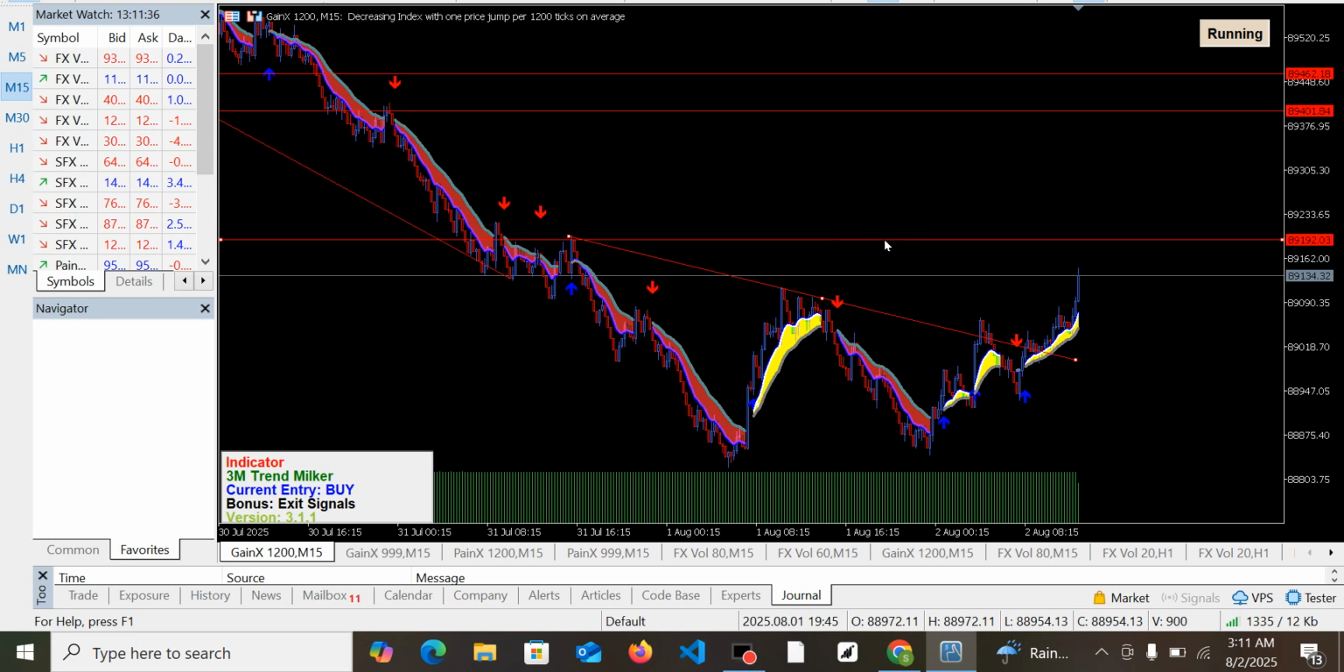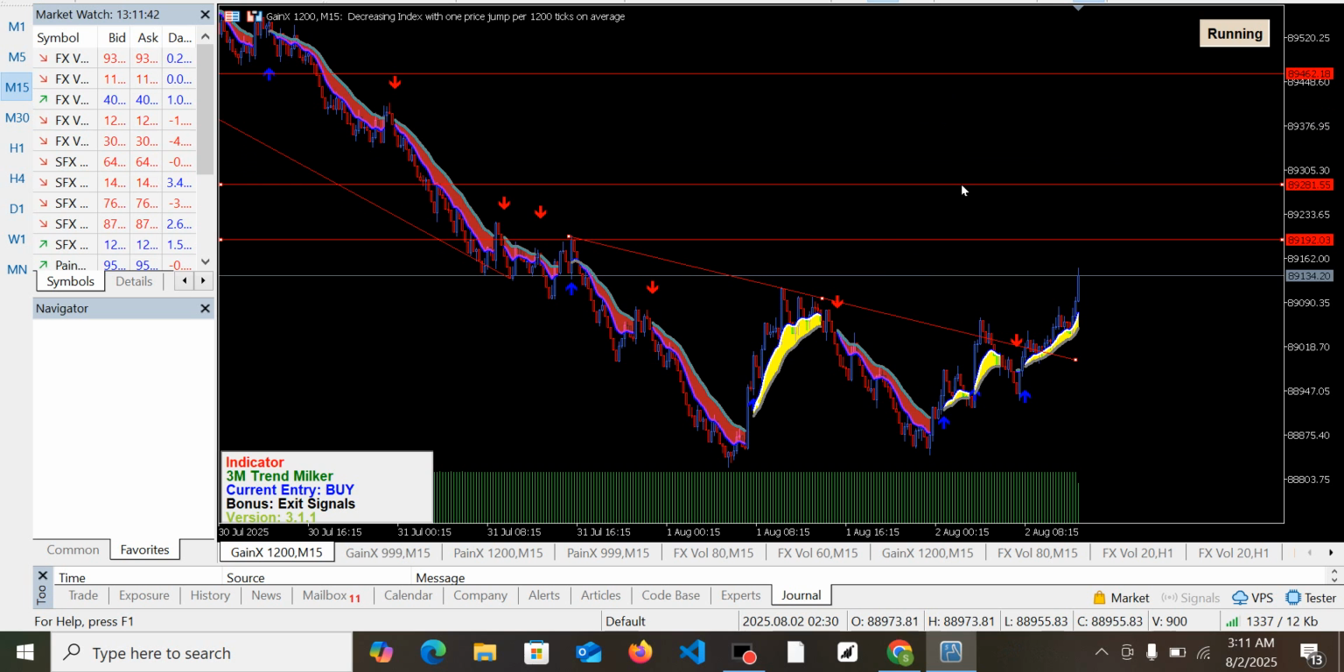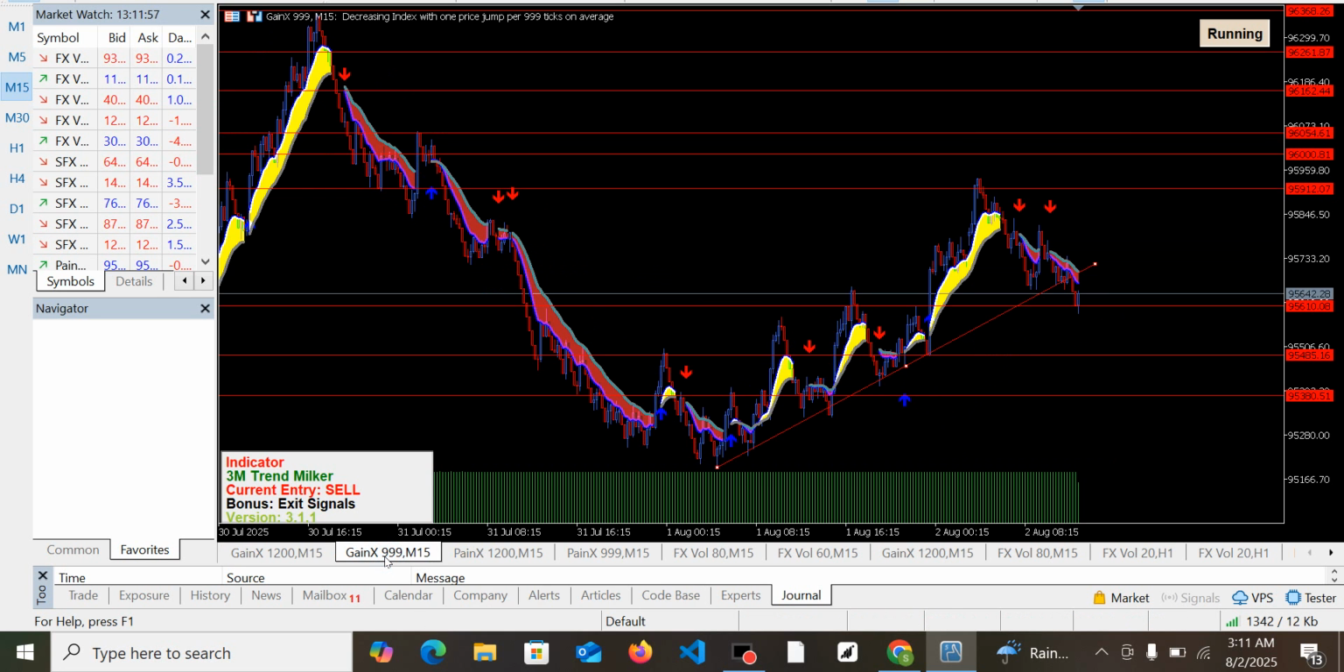We expect it to get to this region, and if it breaks out from there, then it should get to this particular spot easily, and if it breaks out from there, we should expect it around this region. So you guys should take note of that and use a good risk management system. This is very, very important. Now let's check out Ganex 999.